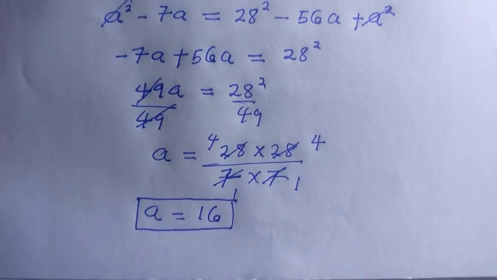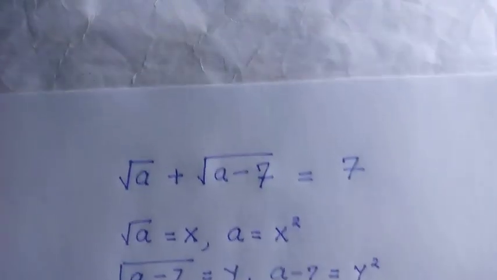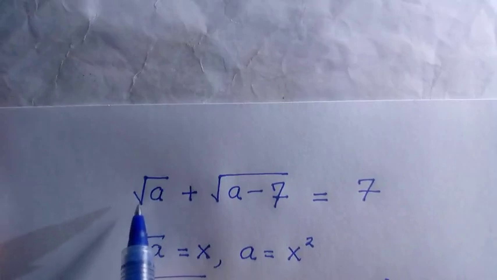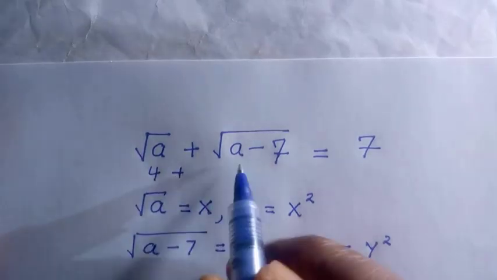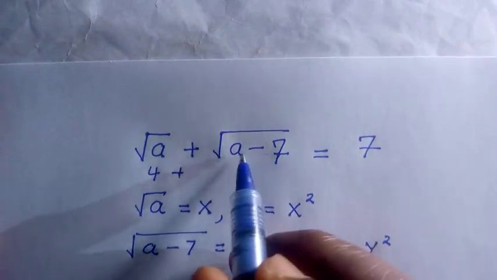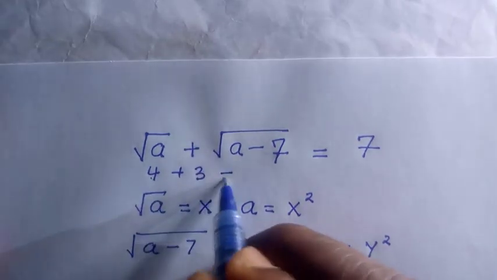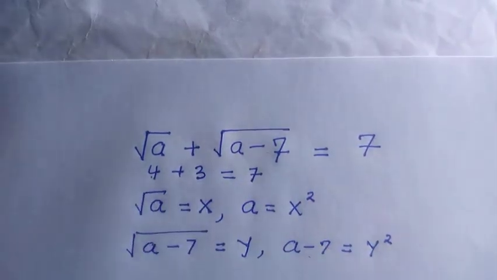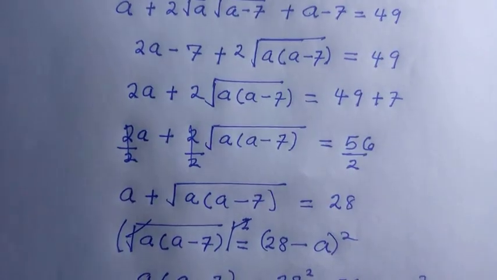We can plug it into the equation to check that it is satisfied. When we substitute a, which is 16, the square root of 16 gives us 4 plus, here 16 minus 7 gives us 9. Then the square root of 9 is 3, and 4 plus 3 gives us 7. So the left-hand side equals the right-hand side, as the value of a equals 16.